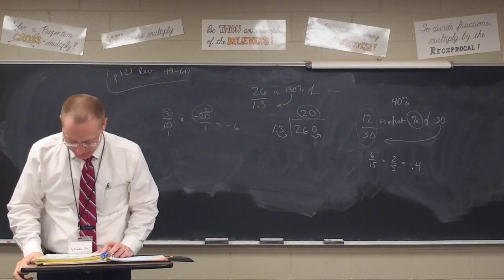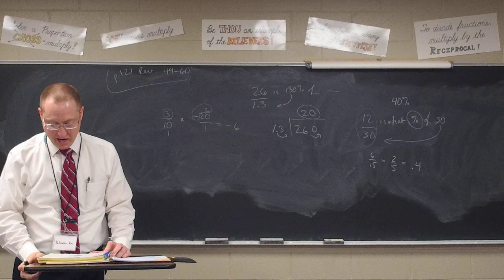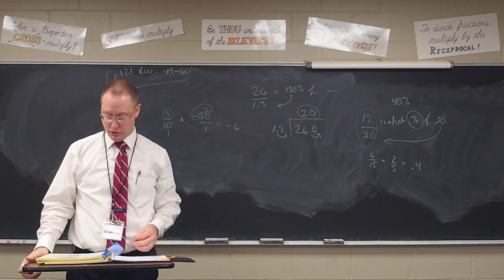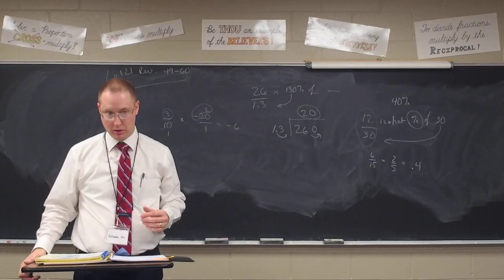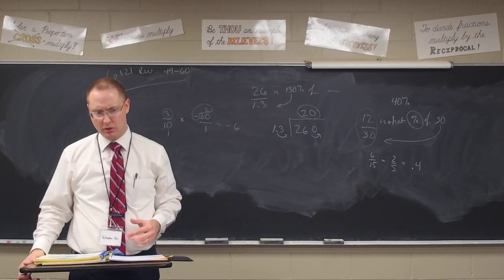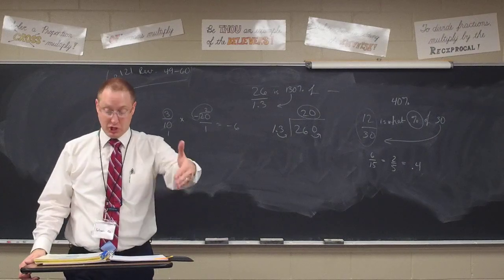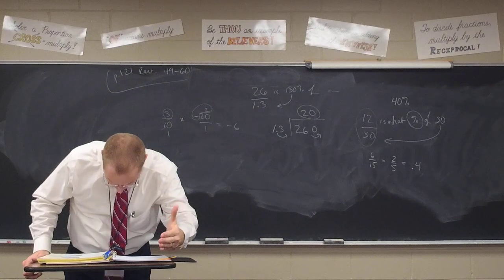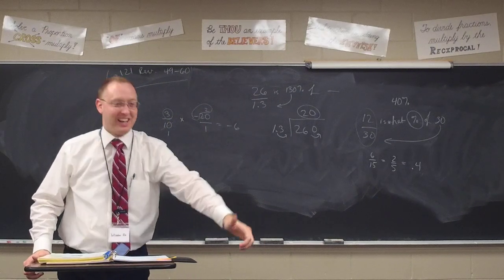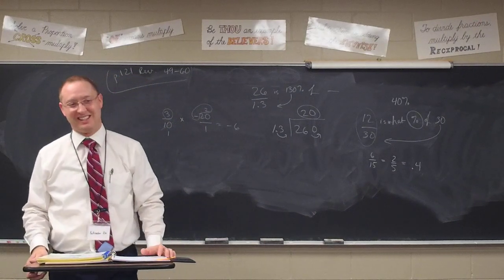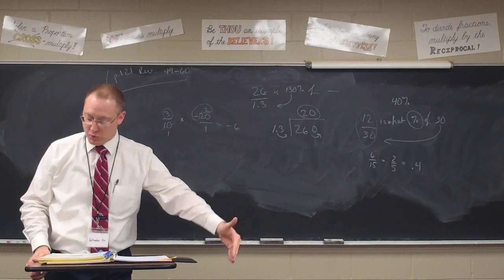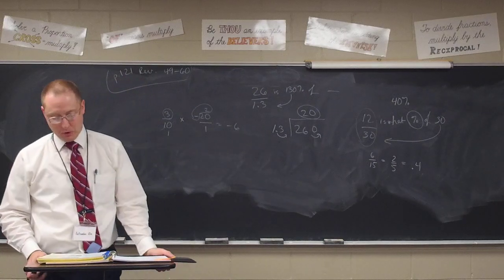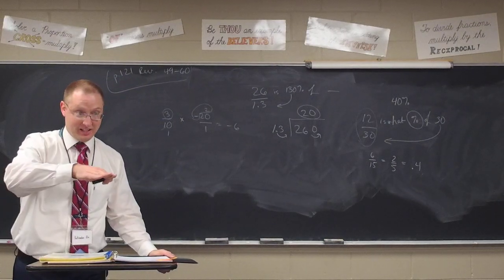Number 58 says expand and multiply 3 cubed times 5 squared. How do I expand 3 cubed? What does 3 cubed actually mean, Joel? This times this times this. Right, so 3 cubed literally means 3 times 3 times 3. And then it says times 5 squared, so I need to also then multiply by 5 times 5. Well, if we multiply all that together, did you do that? All right, what'd you get?